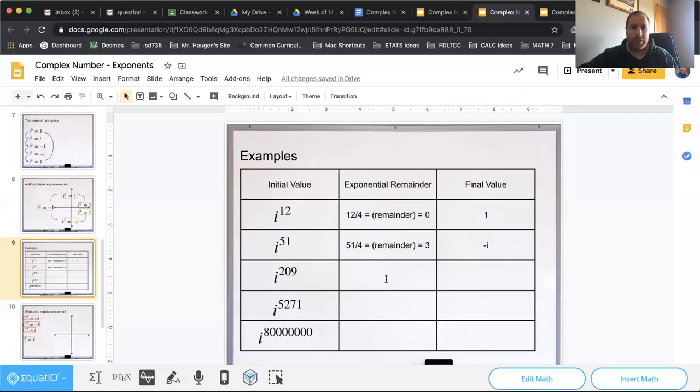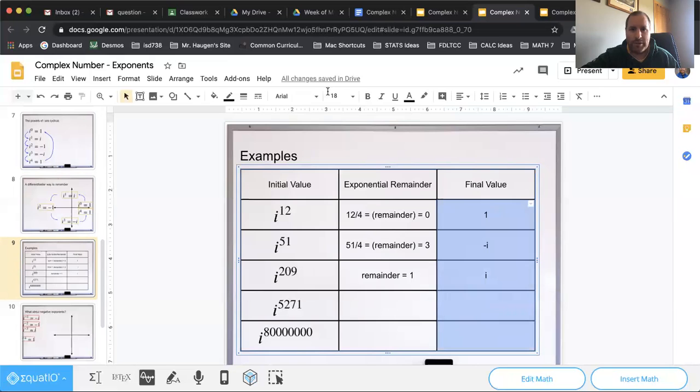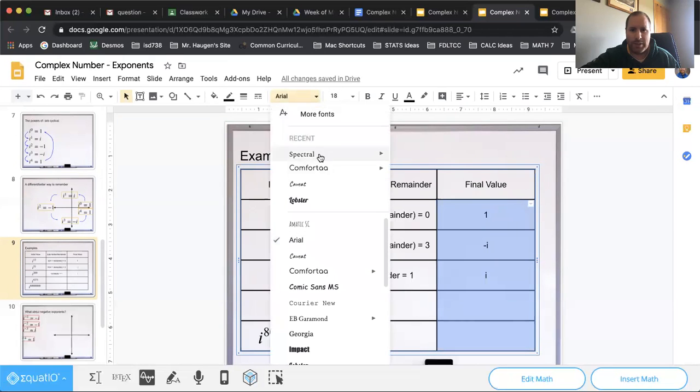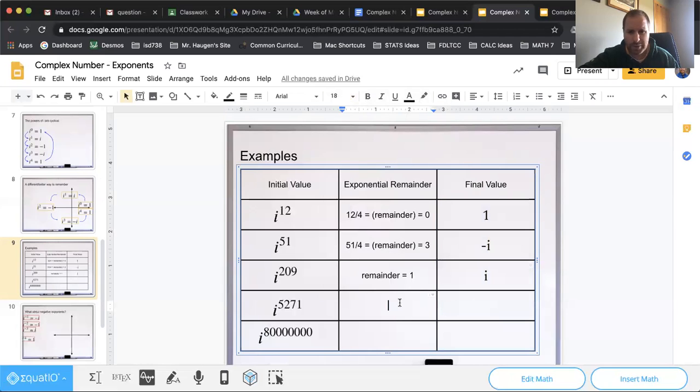And you can do that for the rest of these here too. Take 209 divided by 4, I'm not going to write out the dividing, and we'd have a remainder of 1. So that's the same as i to the 1st power, or just i, right? And so on there. I'm going to make these just a little bit bigger, so we can tell the difference between a 1 and an i on that spot. Okay, so there's a remainder of 1.